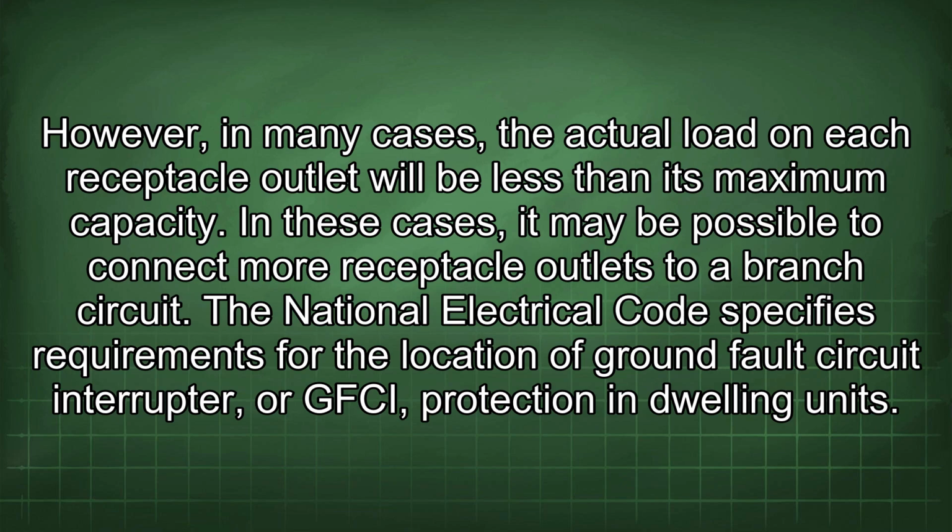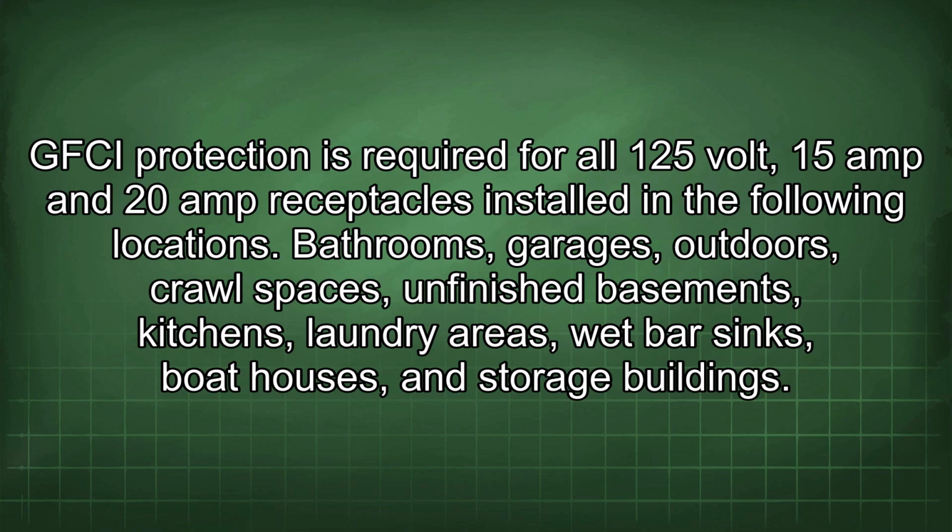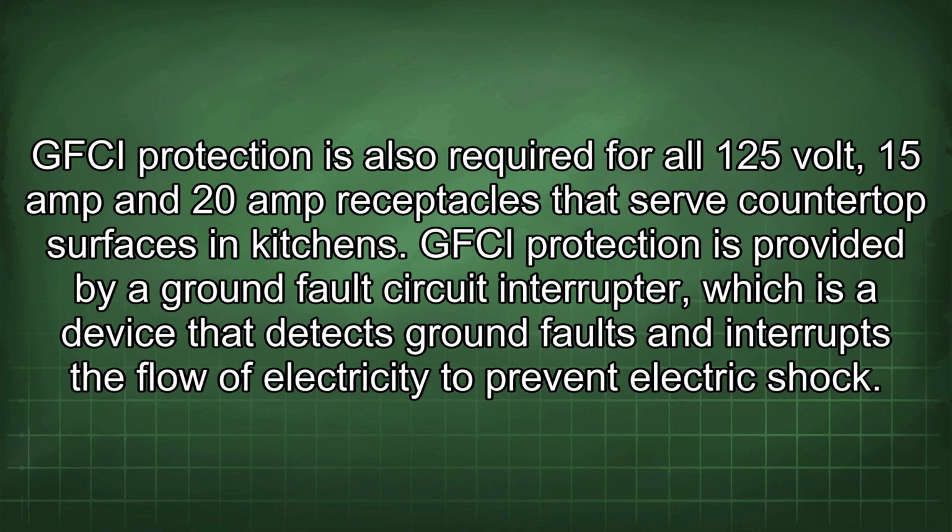The National Electrical Code specifies requirements for the location of ground fault circuit interrupter, or GFCI, protection in dwelling units. GFCI protection is required for all 125-volt, 15-amp and 20-amp receptacles installed in the following locations: bathrooms, garages, outdoors, crawl spaces, unfinished basements, kitchens, laundry areas, wet bar sinks, boathouses, and storage buildings. GFCI protection is also required for all 125-volt, 15-amp and 20-amp receptacles that serve countertop surfaces in kitchens.